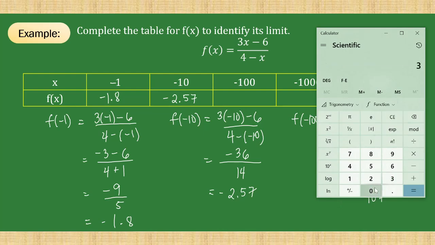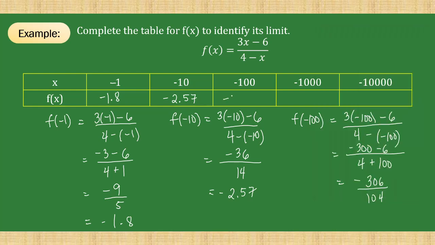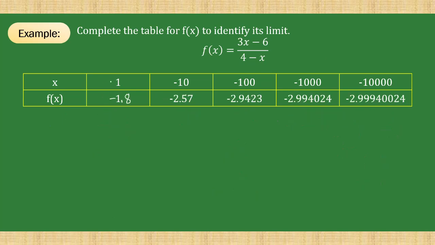So, meron tayong negative 306. I-divide daw natin sa 104. The answer is, let's use until the fourth decimal number, negative 2.9423. For the last two values, I leave it for you to fill out, pero ito yung kanyang correct values.